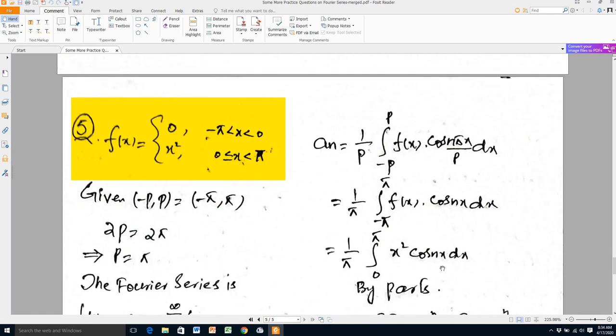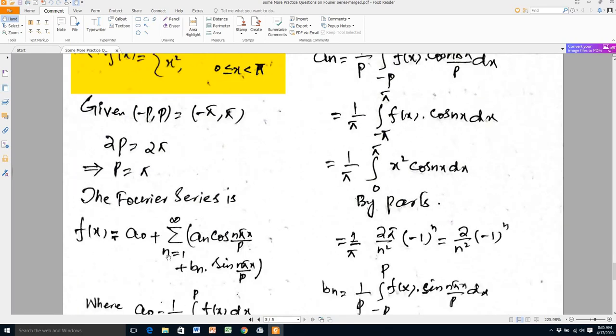It is either right or wrong. Now we move towards question number 5. F of x is equal to 0 from minus pi to 0, then x square from 0 to pi. Again, given the interval, in a similar fashion I find the value of p here. Then I write the Fourier series here.